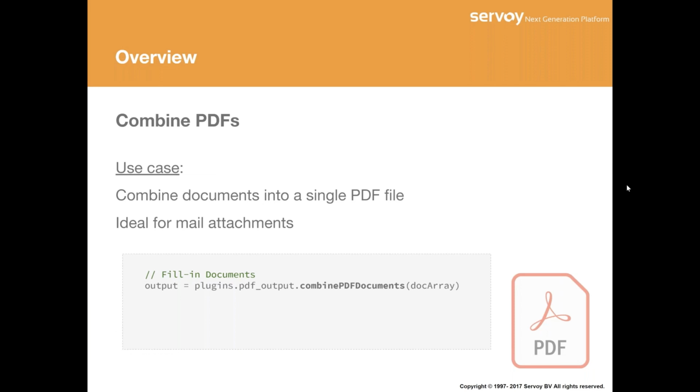The first example, we showed how to combine PDFs, and this is ideal for taking several documents and putting them together. You can number the pages, you can send it as a mail attachment, whatever. And that's one line of code on the PDF output plugin called combinePDFDocuments. It takes as an argument an array of documents that are in memory.